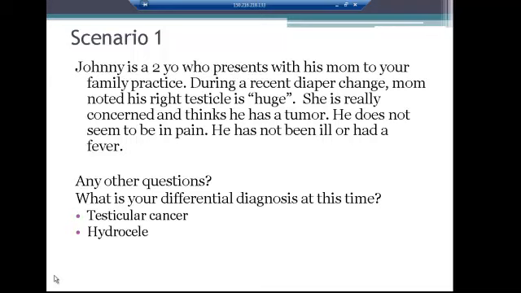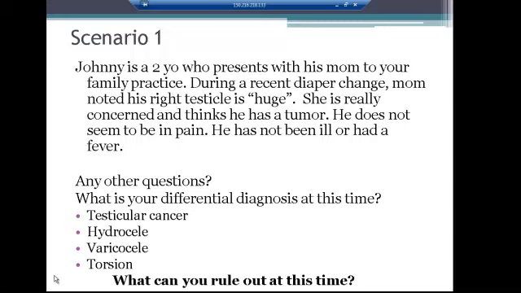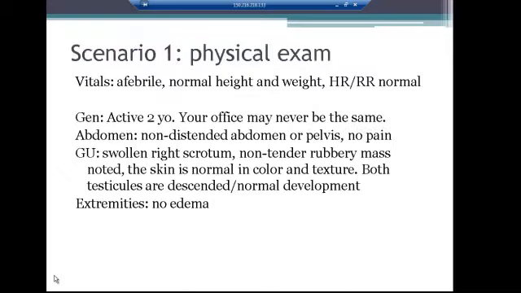Hydrocele, varicocele, torsion. Okay, and then infectious causes that you guys have not gone over yet, so I'm not going to put you through that. Okay. And at this time, is there anything you can probably rule out? Generally speaking, I would say you could probably rule out testicular cancer, as this patient is only 2 years old, okay? And you could probably rule out testicular torsion because this is not a painful condition. You could also consider ruling out varicocele, but we need to keep investigating a little bit, okay?